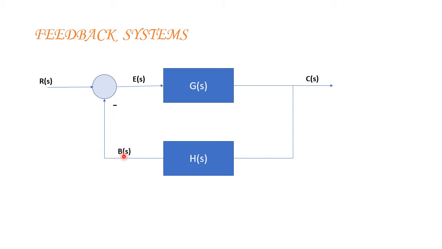You can observe here B of S, which is the feedback signal, is given to the summing point wherein the sign is negative. That means our feedback signal B of S is subtracted from the reference input, which is R of S. So this is called as a negative feedback system. So I repeat, if the feedback signal B of S is subtracted from the reference input, which is R of S, then we call it as a negative feedback system. If in case our feedback signal gets added to the reference signal, then we call it as a positive feedback system. But right now we will concentrate on the negative feedback system.